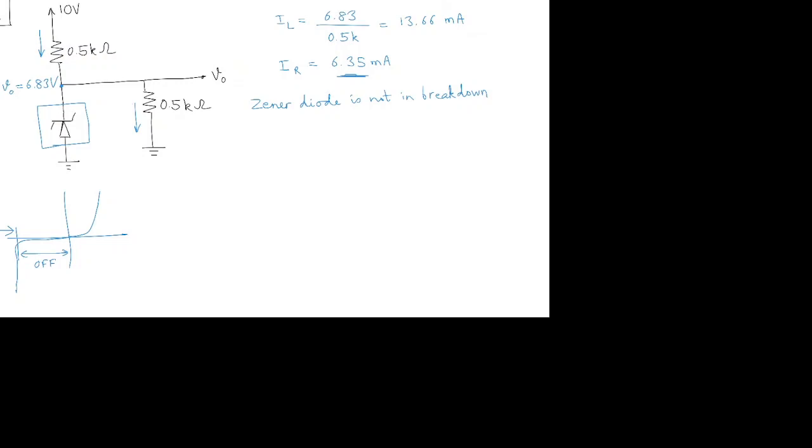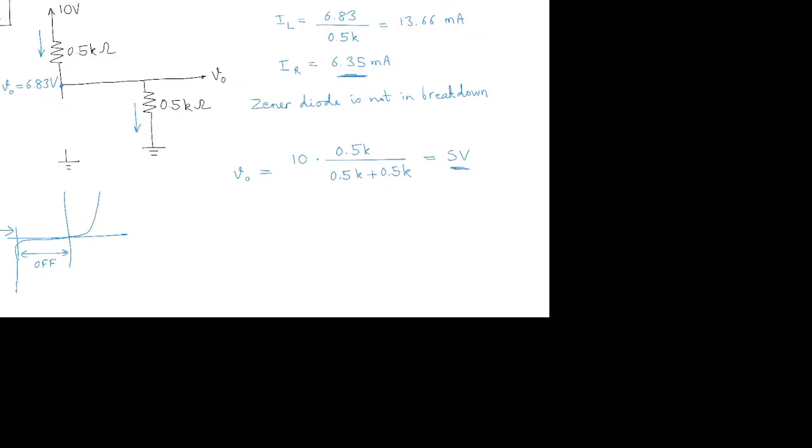If the Zener diode is off, basically there is no current flowing through the Zener diode, so you can remove the Zener diode from the circuit and you get a circuit like that. And it's fairly easy to calculate VO here, isn't it? VO is going to be 10 times 0.5k over 0.5k plus 0.5k, which is equal to 5 volts, right? So we got the output as 5 volts.